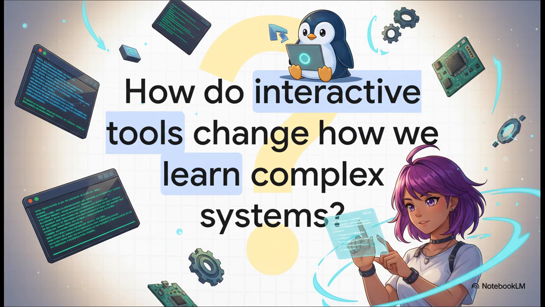So, this leaves us with a pretty big question to think about. When we have tools like this that lower the barrier to entry, that eliminate all those tiny, frustrating errors, how does that really change the way we learn and eventually master complex systems like the Linux command line? It's definitely some food for thought.